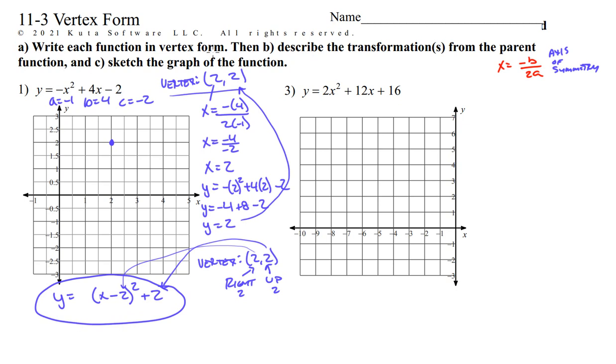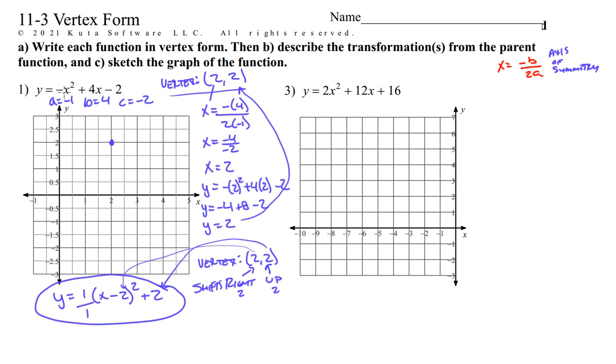So it says write each function in vertex form, then describe the transformation. Look, we already described the transformation. It shifts right 2 and up 2 from the parent function, and then sketch the graph of the function. Okay. So we have our vertex. And now we can go back and we can do the same thing we did before. Well, actually, here's our new vertex form. So this is a 1 out here. So we are going to go from here.